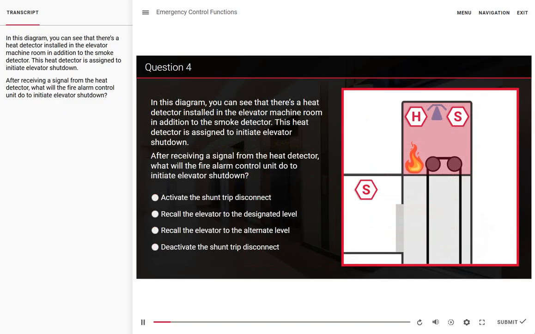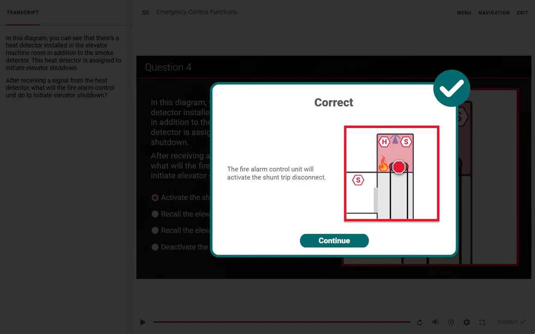In this diagram, you can see that there's a heat detector installed in the elevator machine room, in addition to the smoke detector. This heat detector is assigned to initiate elevator shutdown. After receiving a signal from the heat detector, what will the fire alarm control unit do to initiate elevator shutdown? That's correct. The fire alarm control unit will activate the shunt trip disconnect.